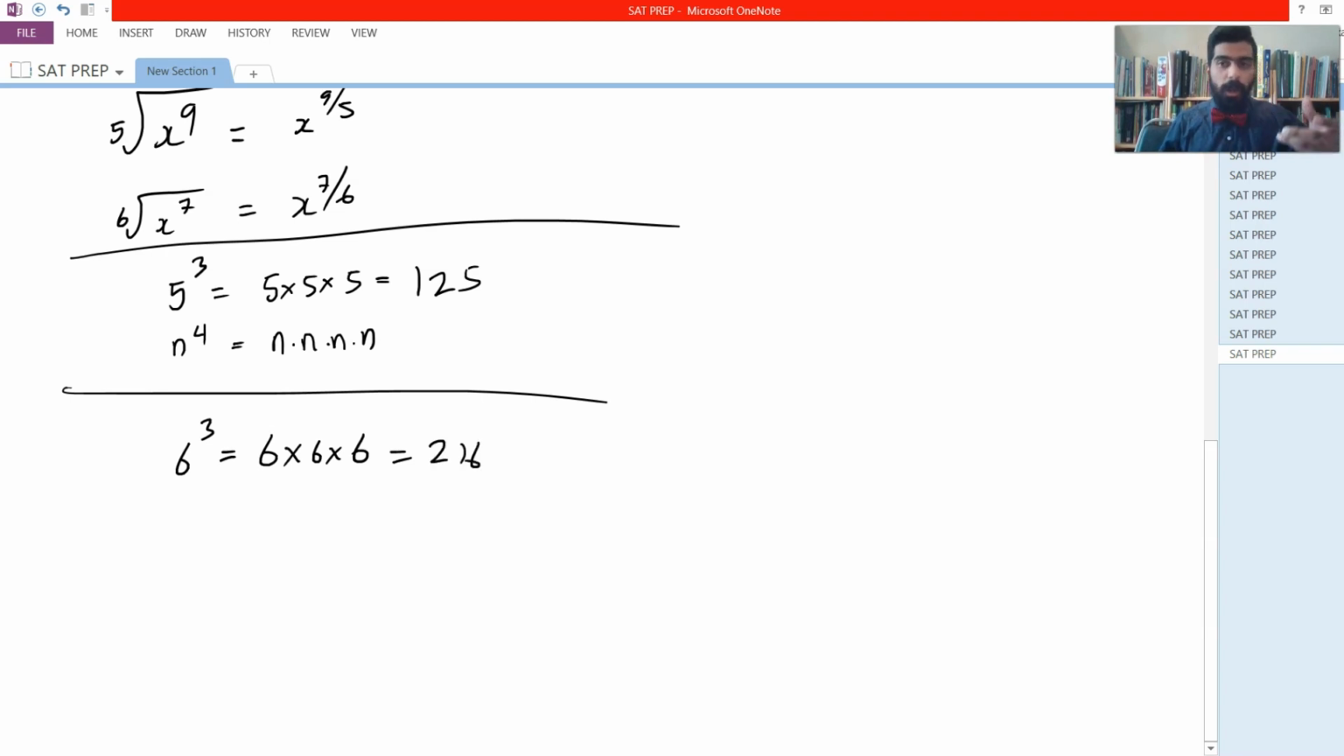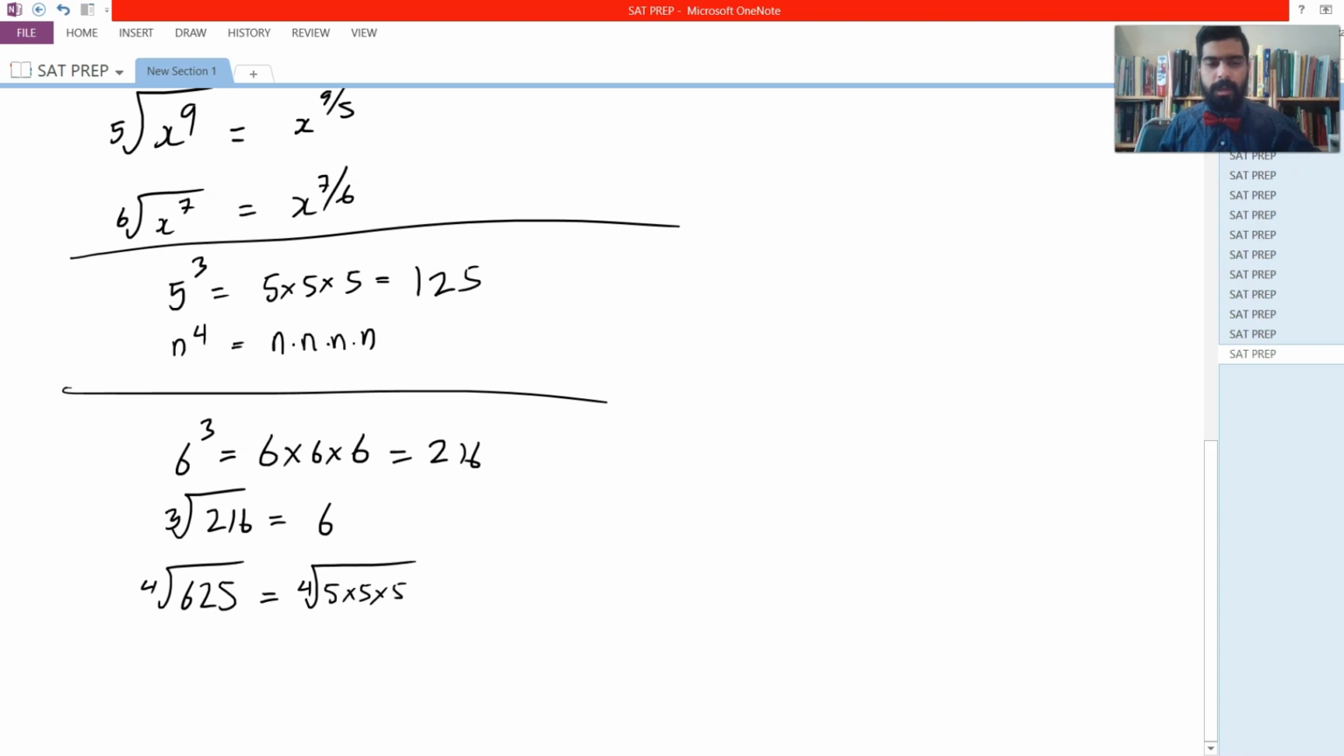Now, what if the question is asking us, what is the cube root of 216? So, the cube root, or third root, of 216 will be equal to 6. Alright guys, let me give you one more example. If we have the fourth root of 625, what we've got to do is find a number that is multiplied 4 times that gives us 625, and we know that it is the fourth root of 5 times 5 times 5 times 5, which is equal to 5, right guys? All right, here we go.